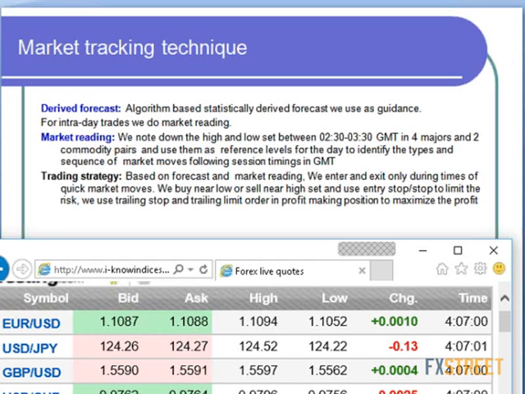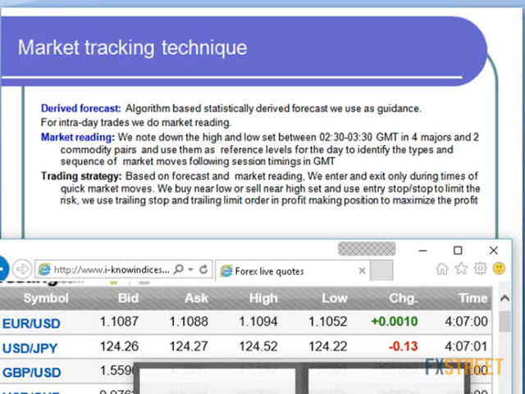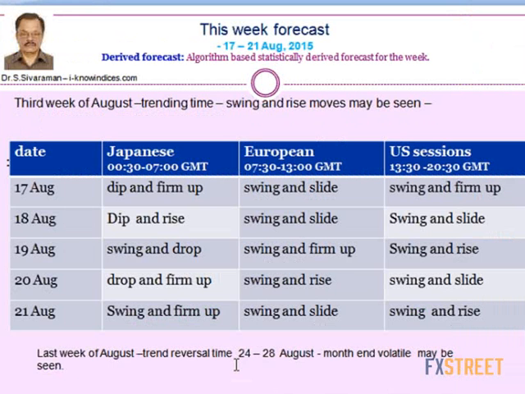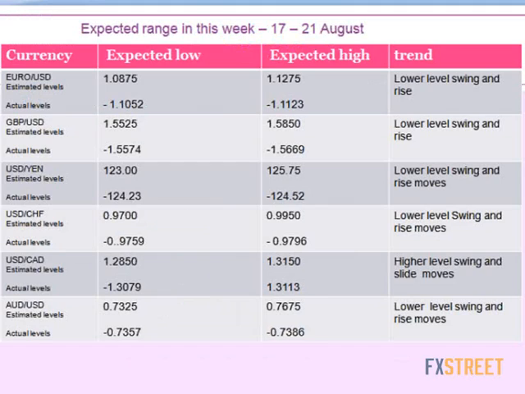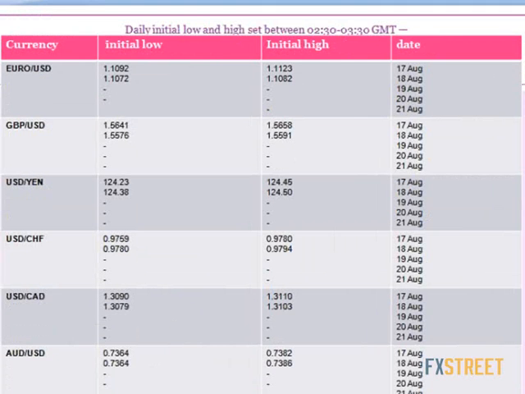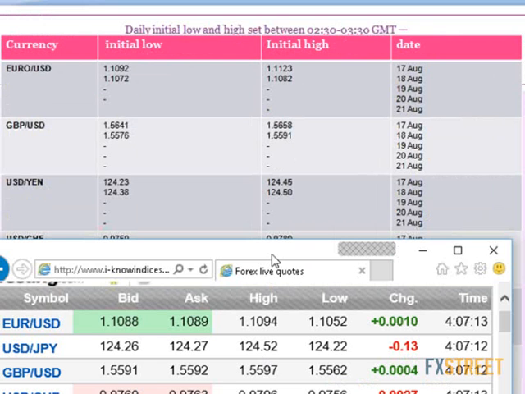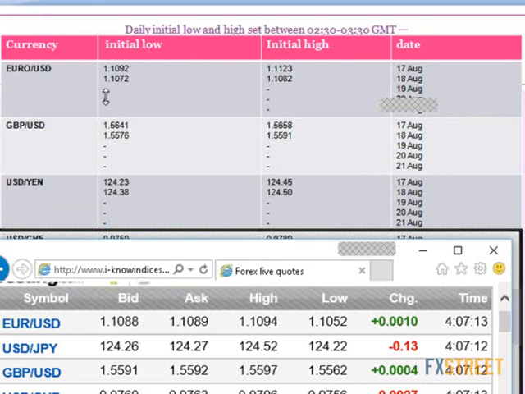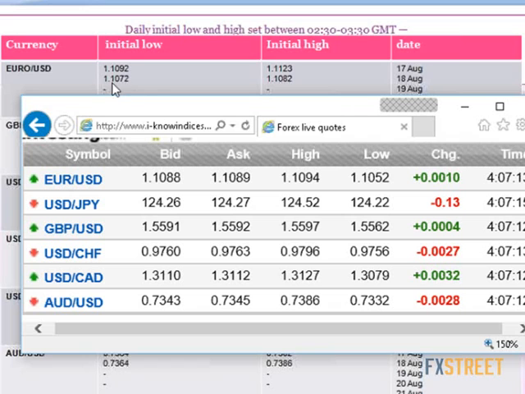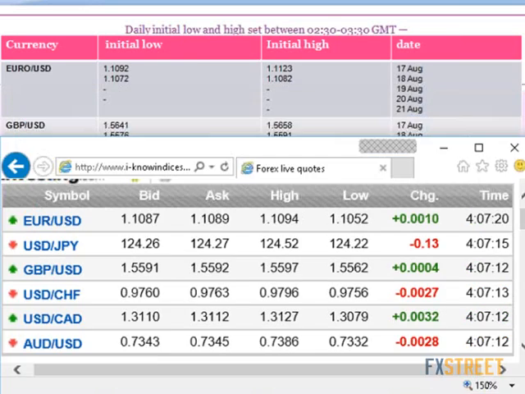set around 3:30 GMT. And then, okay, here are the initial lows and the highs. We'll compare them with the current market level. See, Euro, they just came down to 1.1072.